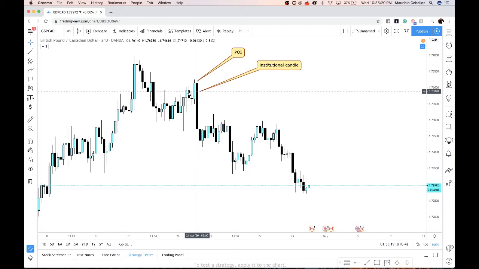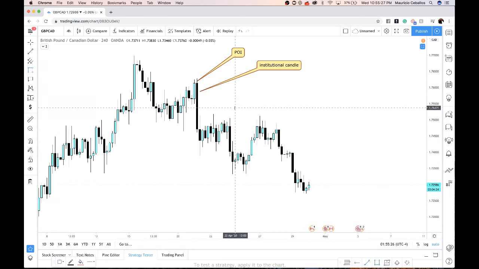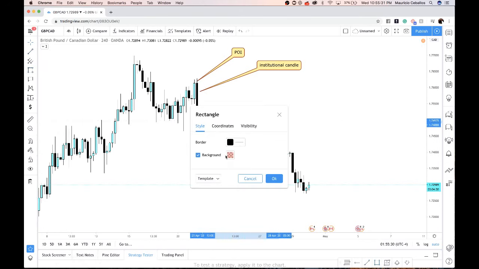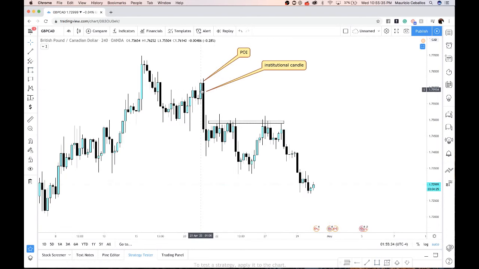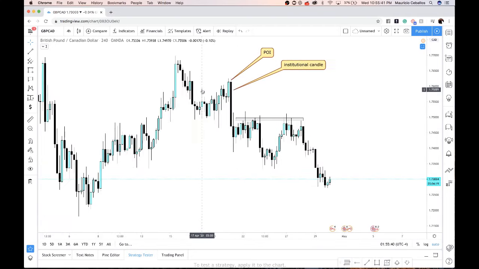Now, later on in the future, we're going to talk about liquidity to identify these liquidity points and just be able to know that's a more verified institutional candle. But for now, let's go ahead and break this down. So we have that institutional candle. Now I want to go ahead and look for any other points where the market can go down into.